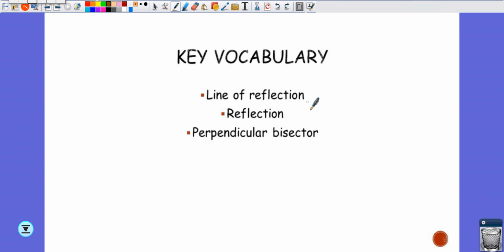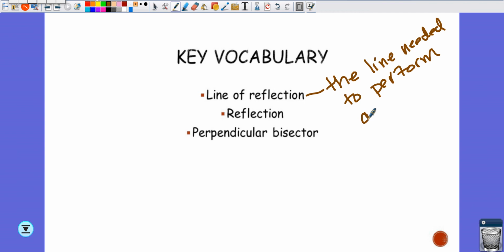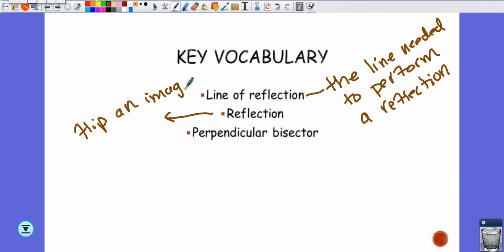Alright, so a line of reflection is the line needed to perform a reflection. Okay, a reflection means to flip an image, and a reflection is when the path that the image takes to the pre-image is perpendicular to the line of reflection.